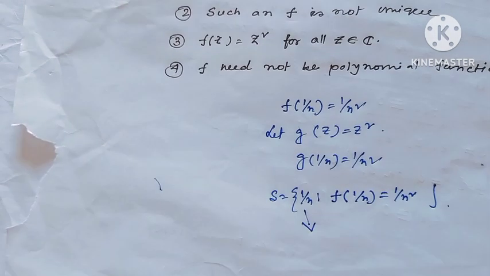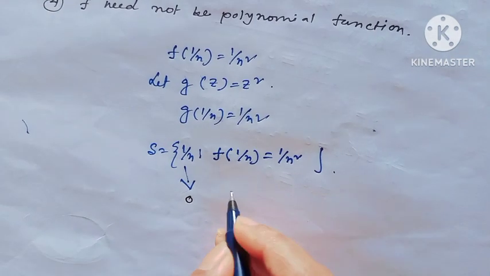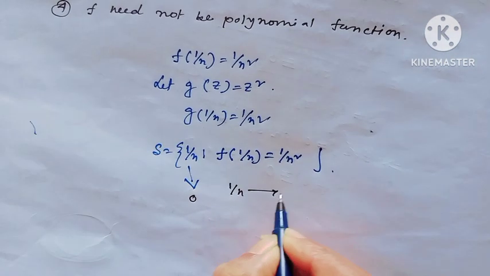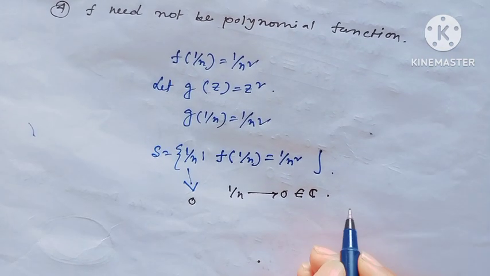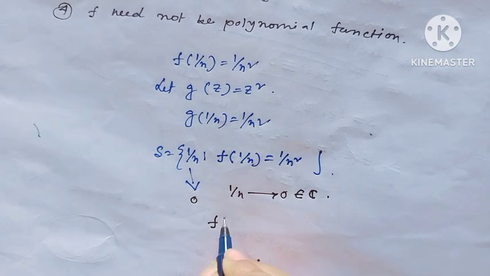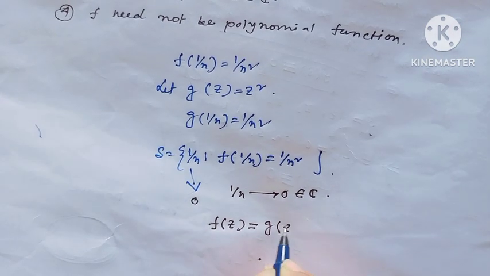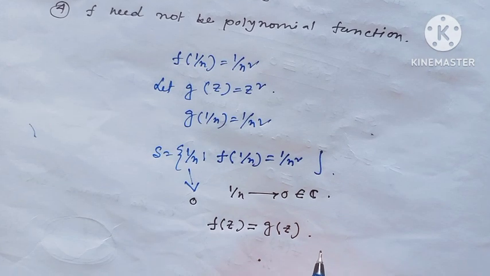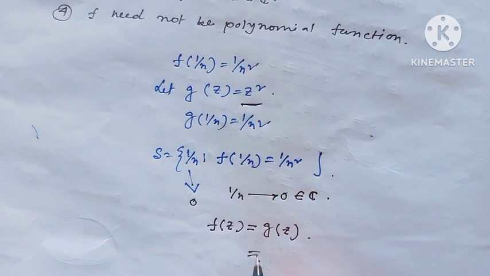Obviously this 1 over n goes to 0. So that means 1 over n goes to 0, which belongs to C. Therefore, by the identity theorem we can tell f(z) equal to g(z), and g(z) equal to z square.